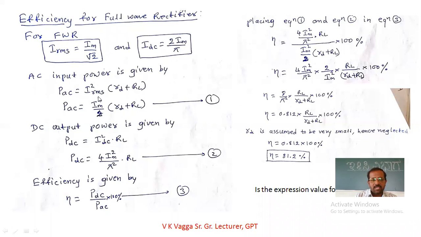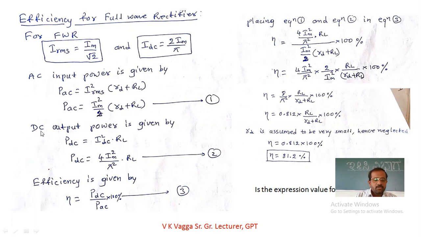PAC is equal to IRMS square into RD plus RL. The only difference is that I'm going to consider the value of IRMS equal to IM divided by root 2 in the full-wave rectifier. It can be either the center tap rectifier or the bridge rectifier, anyone. So the value of PAC is equal to IM square divided by 2, since root 2 into root 2 gives only 2 here, into RD plus RL.